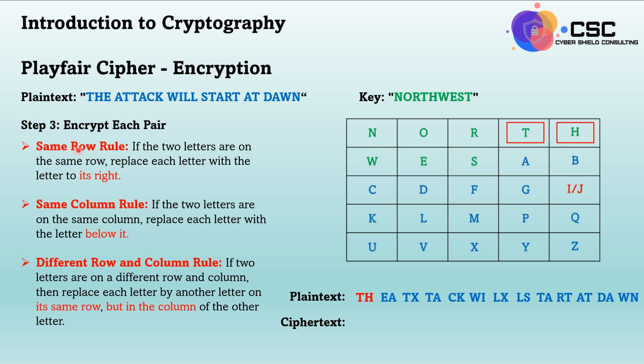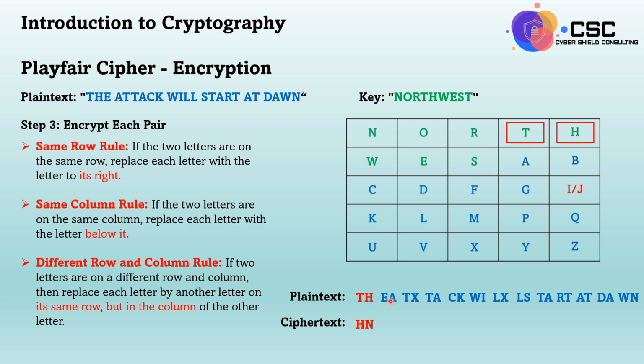According to the same row rule, what do we need to get? We need to get the letter to its right. So to replace T, the letter to its right is H. And then to replace H, what is the letter to its right? Since it's at the end of the row, I need to wrap around to the start of the row, so it will be N. So the new cipher for T will be H, and for H will be N. So the ciphertext is HN.